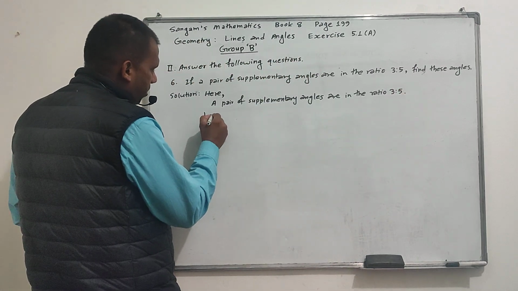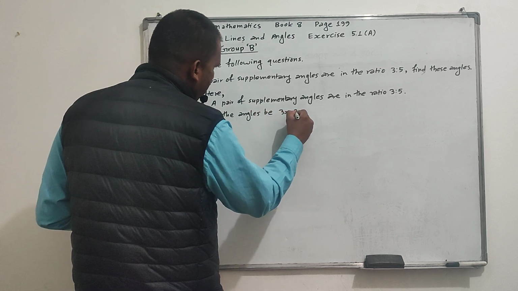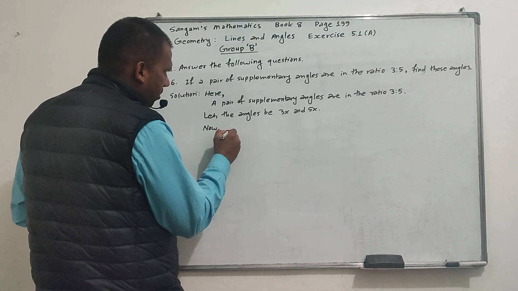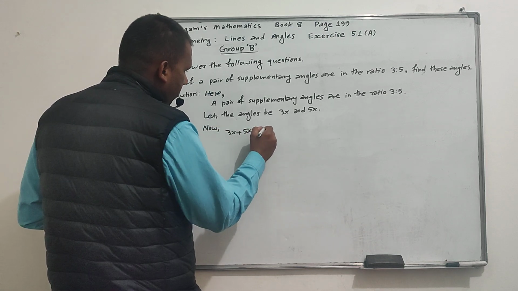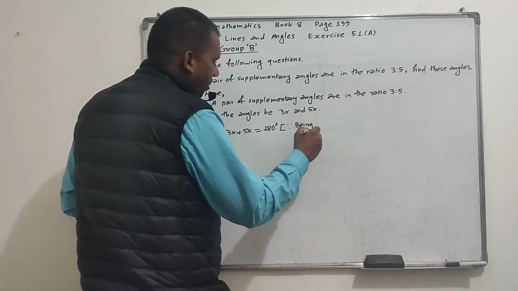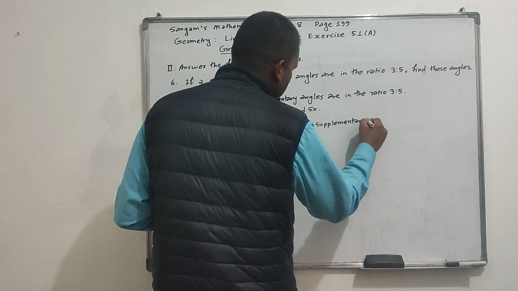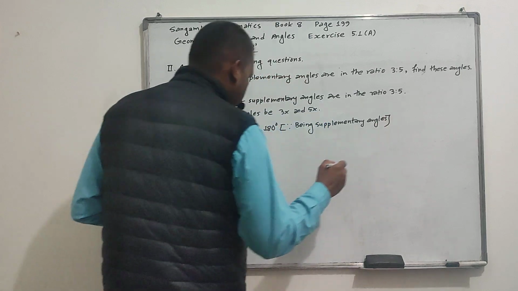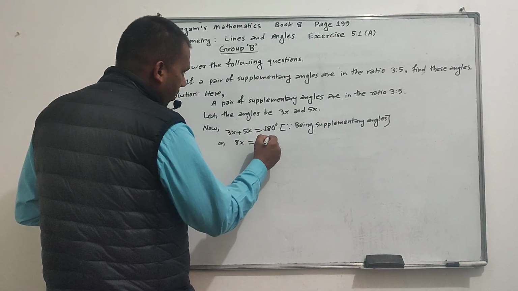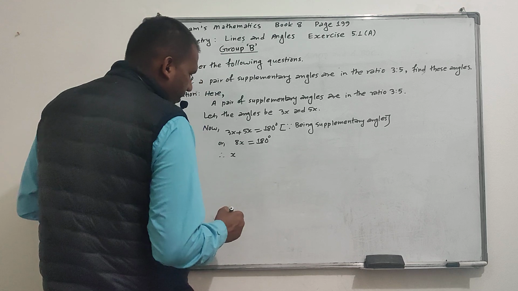Let the angles be 3x and 5x. Now 3x plus 5x equal to 180 degrees, because being supplementary angles, or 3x plus 5x, 8x equal to 180 degrees, therefore x equal to 180 divided by 8.